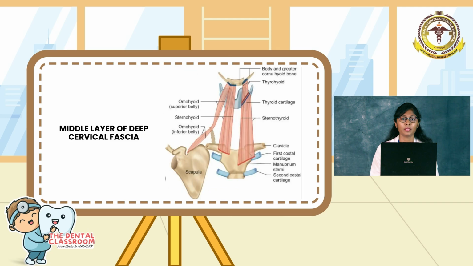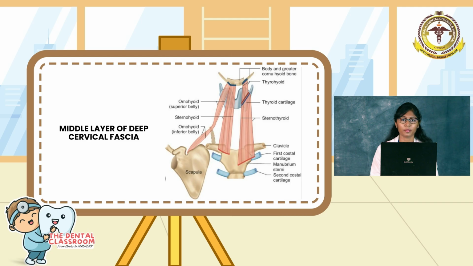The middle layer of the deep cervical fascia plays a vital role in enclosing and supporting the infrahyoid muscles and visceral structures in the neck. The sternohyoid, omohyoid, sternothyroid, and thyrohyoid divisions are part of the muscular layer of the middle layer of the deep cervical fascia. These divisions extend between the hyoid bone and the clavicle, enclosing the infrahyoid or strap muscles.